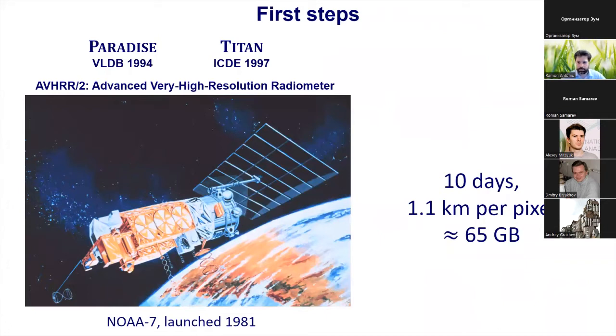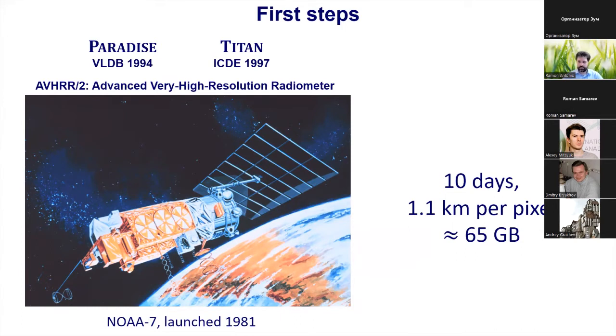The array DBMS history begins from Paradise and Titan, one of the first databases that specifically focused on array processing. To be more precise, the story begins from space. A satellite was launched in 1981. As a payload, it carried an advanced very high-resolution radiometer. In 10 days, the radiometer could collect about 65 gigabytes of remote sensing imagery with a resolution of about 1 kilometer per pixel. At the time, this was considered a large data volume.